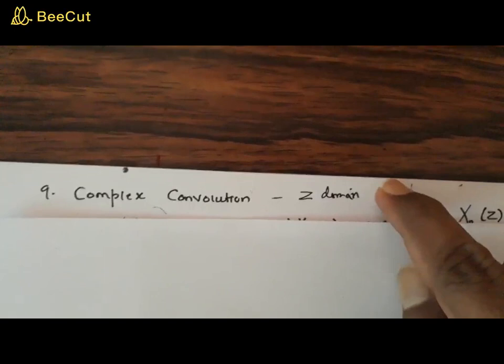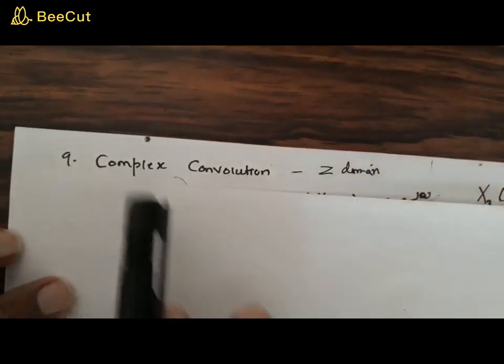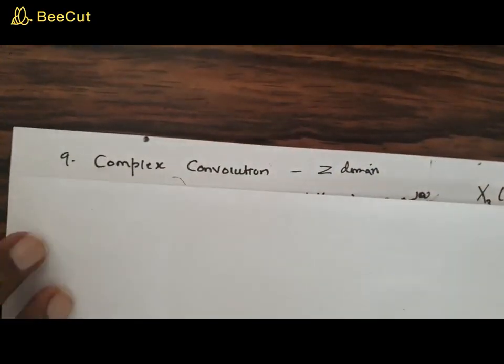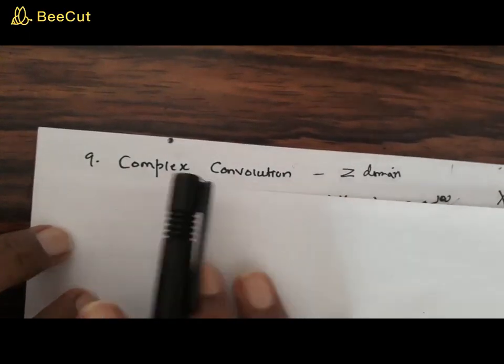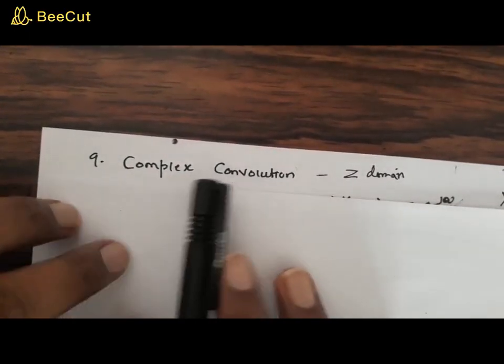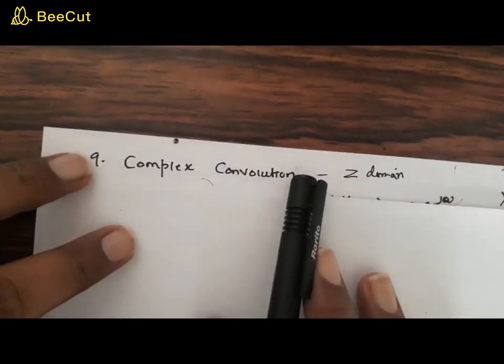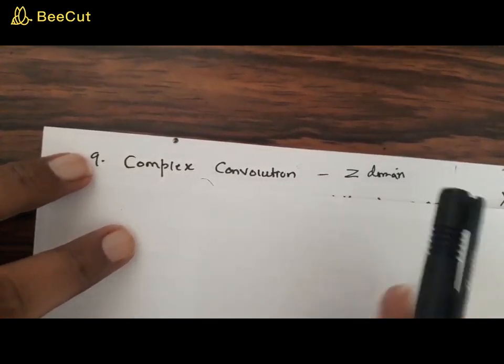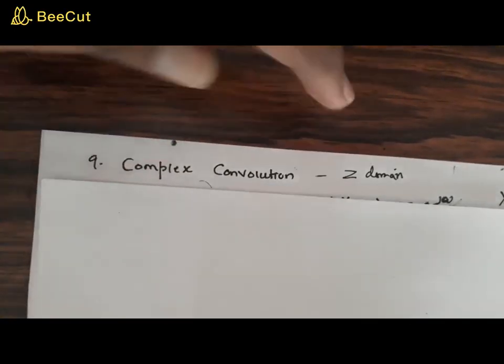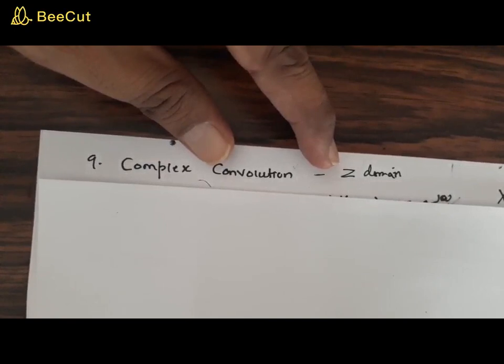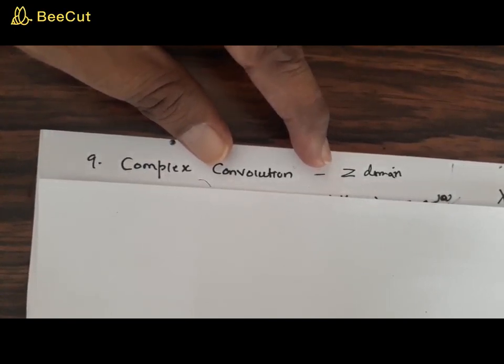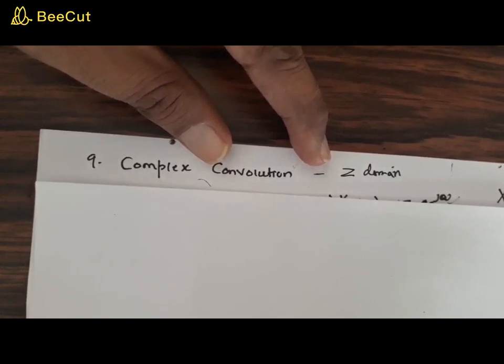Okay, now coming to the 9th property, which is the complex convolution. The word itself suggests that this is a convolution taking place in the complex plane, that is in the Z domain. Now what does this complex convolution say? It is actually the dual of the convolution property which we have studied before, right?